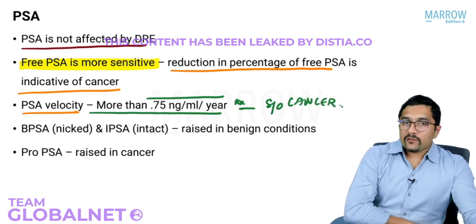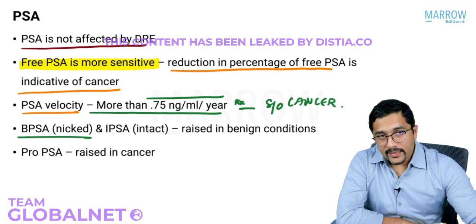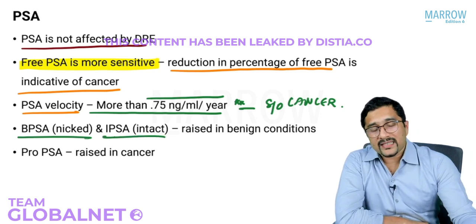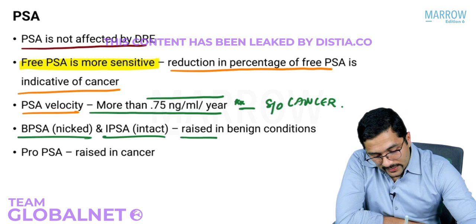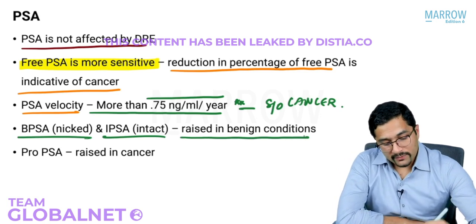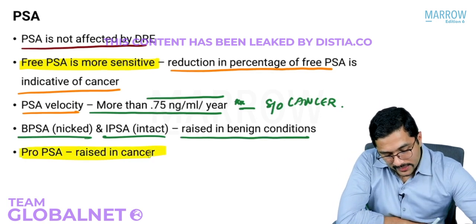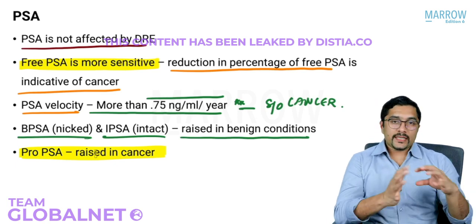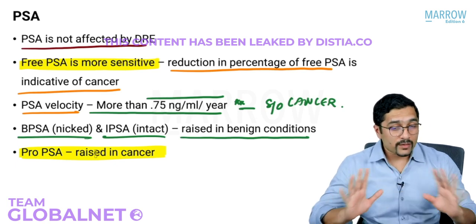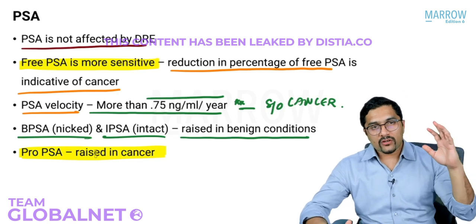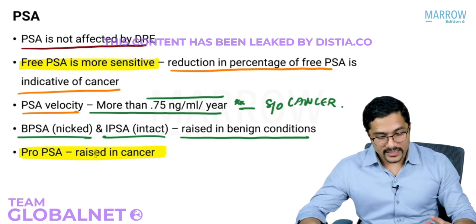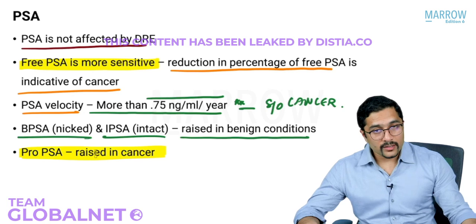And there are two types of PSAs. You have BPSA, that is the nicked type, and IPSA, that is the intact PSA. These are raised in benign conditions, whereas pro-PSA is raised in cancer. So these are all high yield points which have not been asked till now, but especially for your SS exam and INI CET exams, these points you should remember.